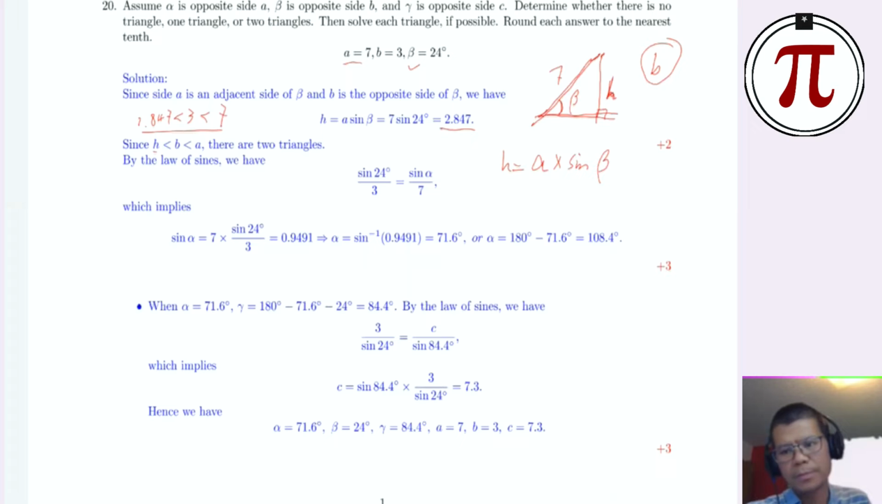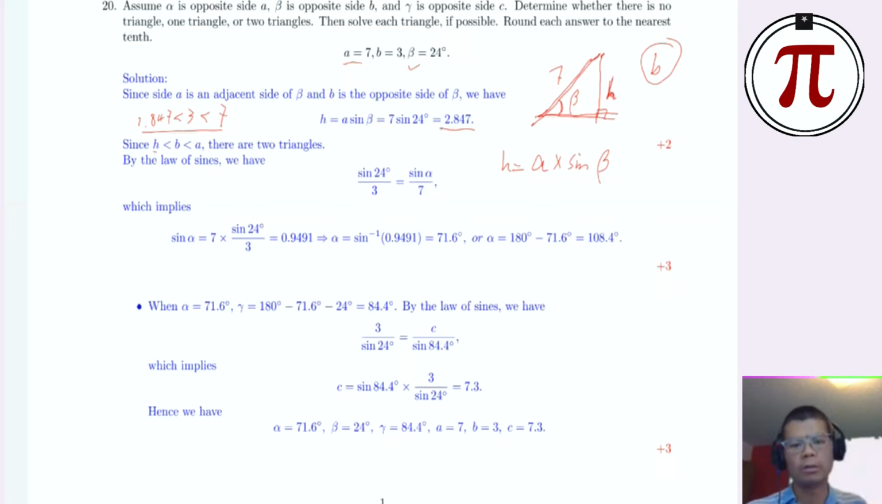Does that make sense? H is the smallest. It's less than B and less than A, where B is the opposite side of the angle beta and A is the adjacent side. So therefore, we have the third case, that is, there are two triangles. Okay, so this is the deciding point. So it's really important to get the value of h.